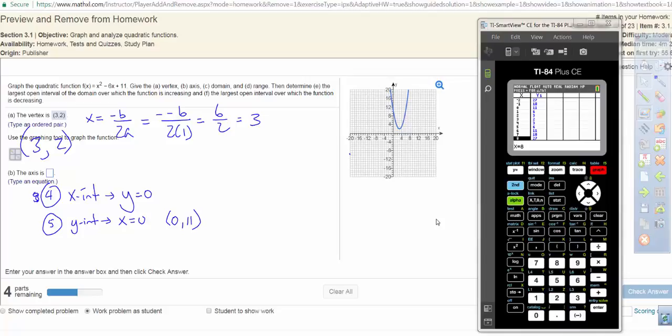I'm going to come back and make a last video talking about domain and range real quickly and intervals of increase and decrease, which we've talked about before, but just a quick review.